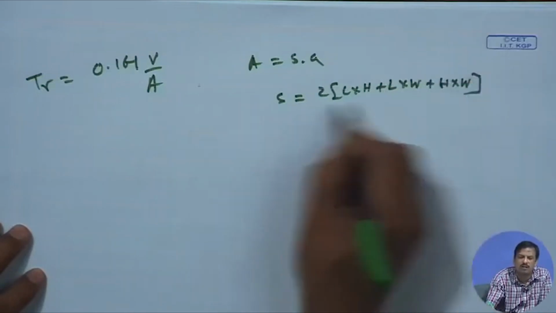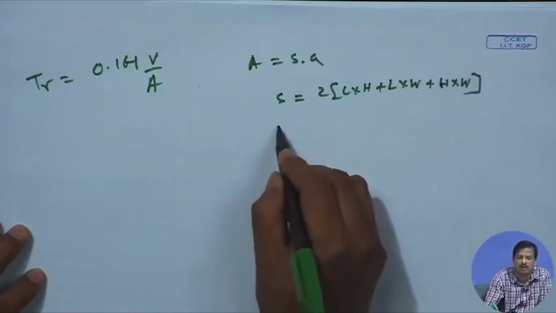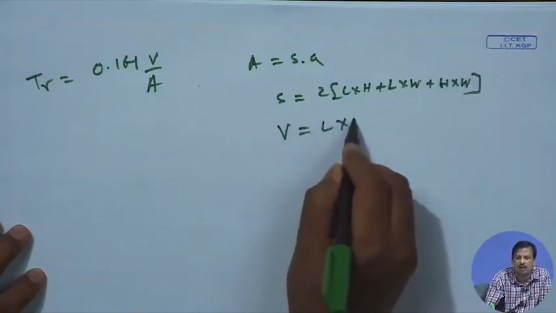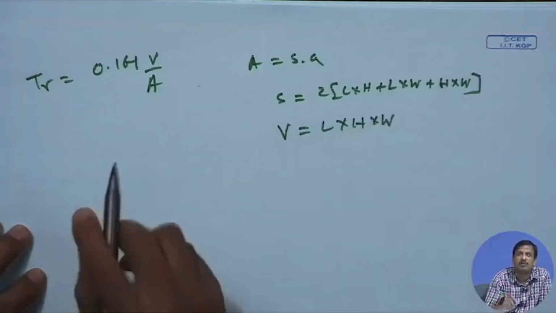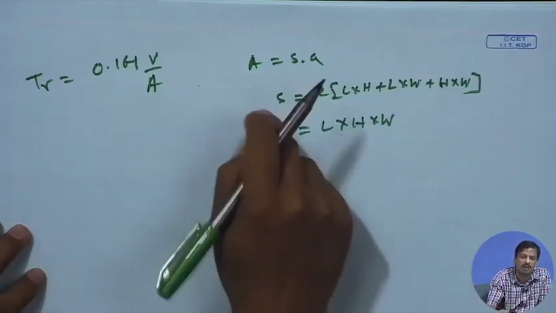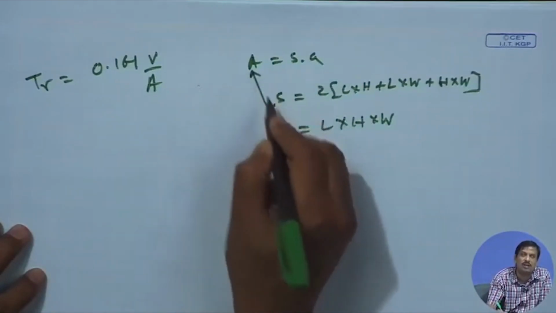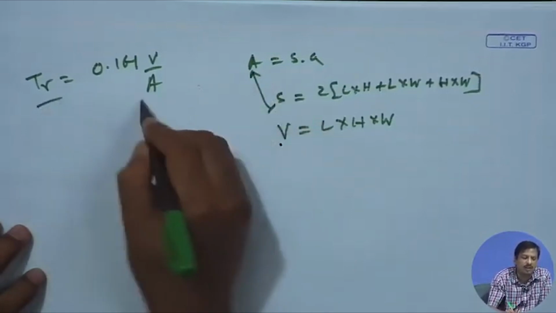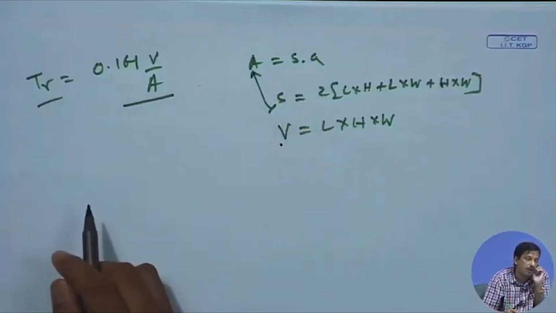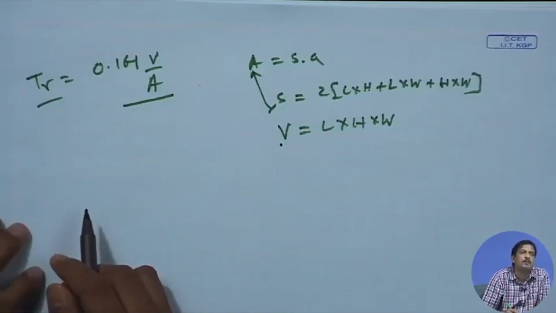So, I know the dimensions and I can calculate S, then I can calculate the volume from length into height into width. Once I know S, I can calculate A, then with V, I can calculate the reverberation time. What are the lowest 5 standing wave frequencies?